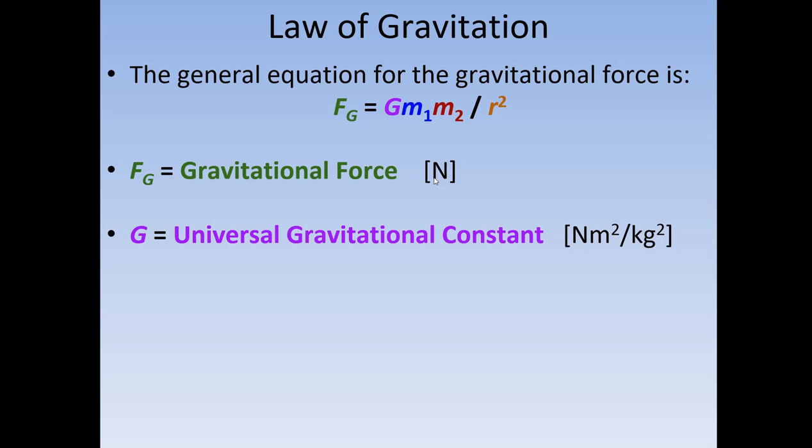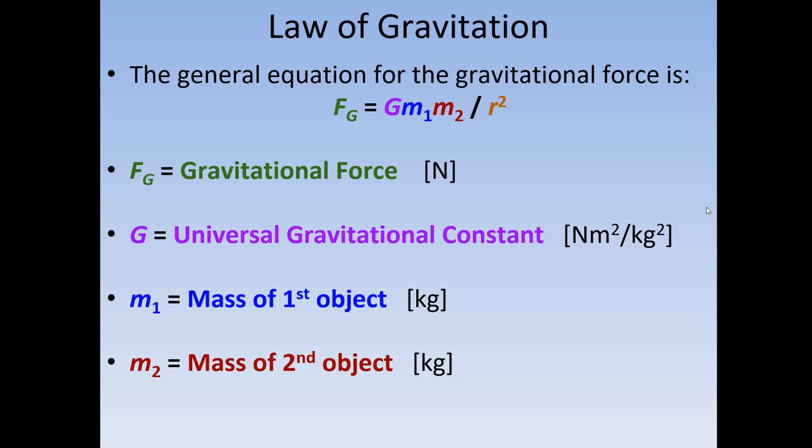Now, this number, because it's a constant, is on your reference table. It's on the front page at the very top. It has this crazy unit, which is Newton meter squared per kilogram squared. The nice thing is you don't have to memorize this because it's on the reference table. One of the mistakes that I see though is that people tend to drop it. Don't do it. It's there for a reason.